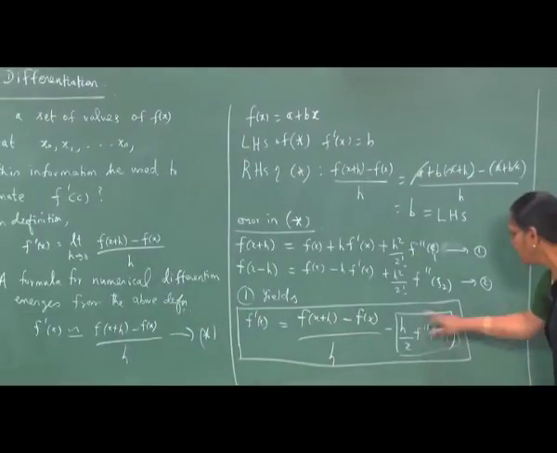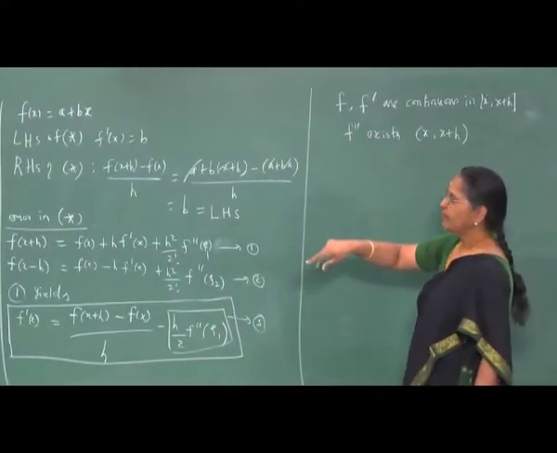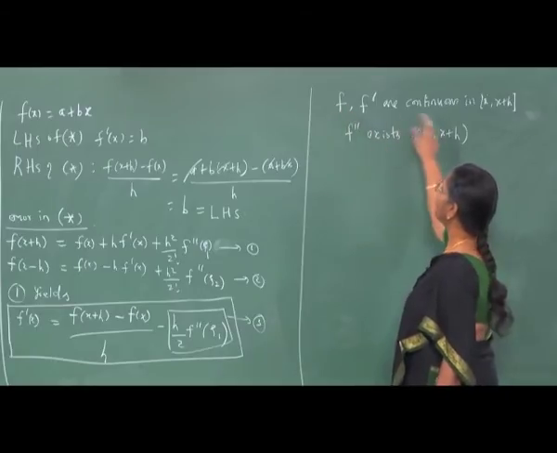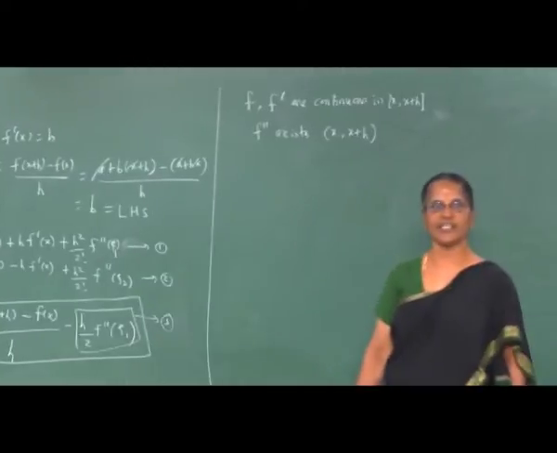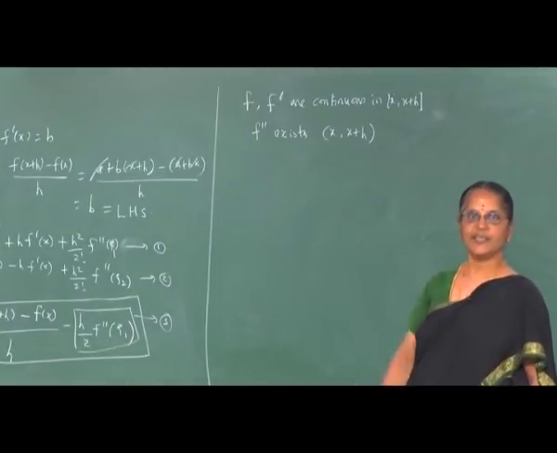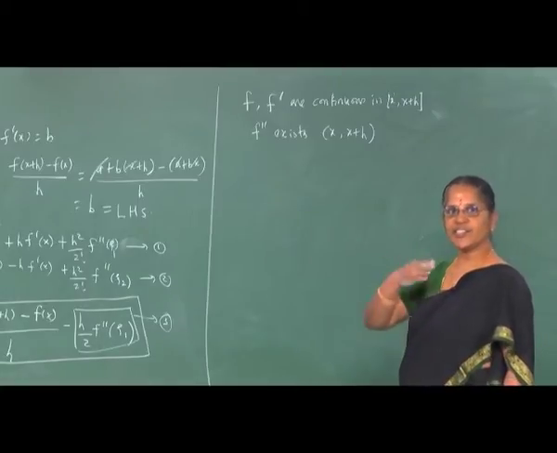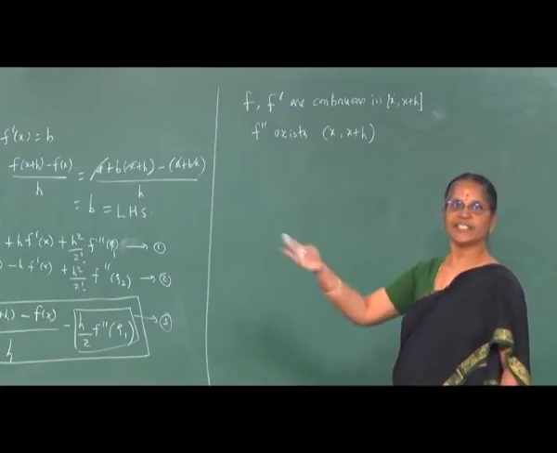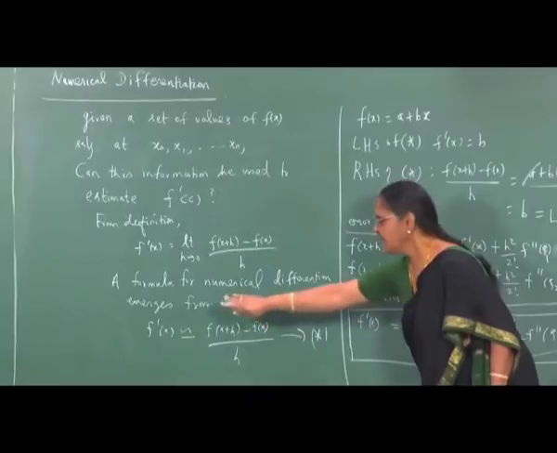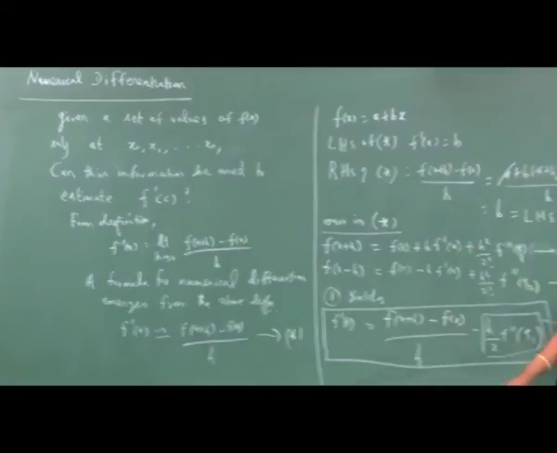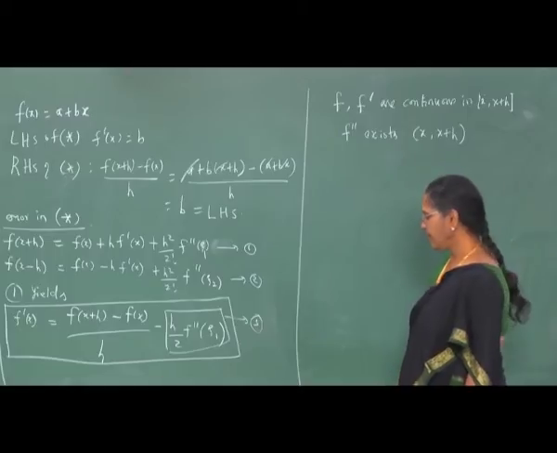Namely, this term tells us that f must be such that if it belongs to the class of functions where f prime are continuous in x to x plus h and f double prime exists in the open interval x to x plus h, then I can estimate the derivatives of all functions belonging to this class by star. Namely, the first derivative can be estimated, approximated by the expression on the right hand side in star.